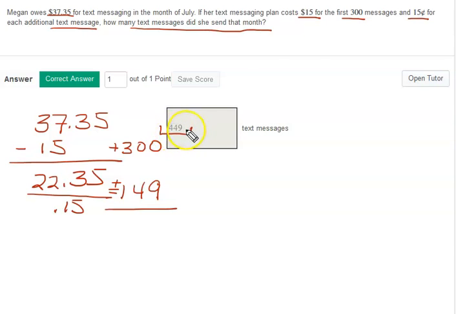449 messages. Now, you're going to get maybe a similar question to this. What we're showing you here is the protocol and the kind of work I'm looking to see in order to get the answer.